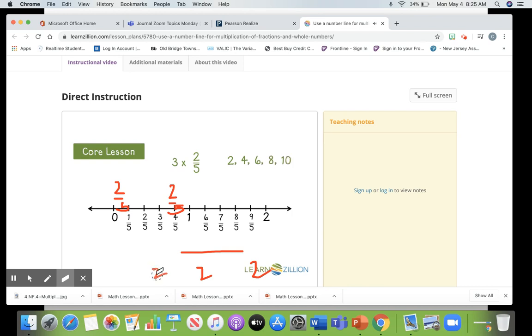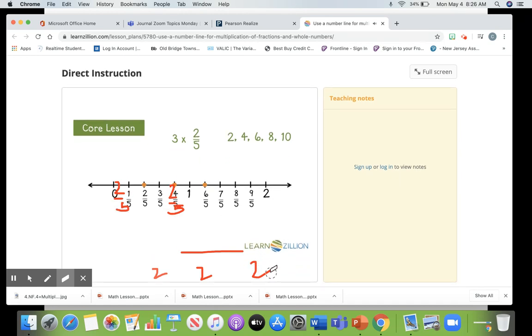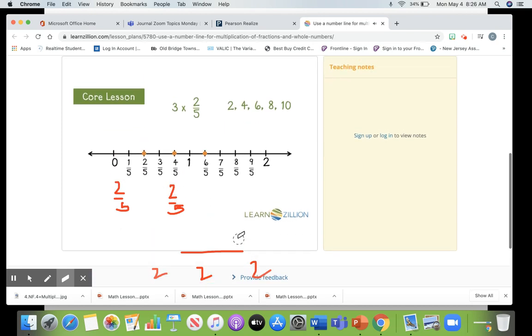In earlier grades, you learned to skip count. For example, you can skip count by 2s. 2, 4, 6, 8, 10. Same thing, except you're putting it over a denominator. We're going to skip count on the number line by 2/5. Every 2/5 tick mark is really 1/5 plus 1/5. So here we go. 2/5, 4/5, 6/5. Notice that we skip counted 3 times because we're multiplying by 3. We're on the 6/5 point, and that's the solution to 3 times 2/5.